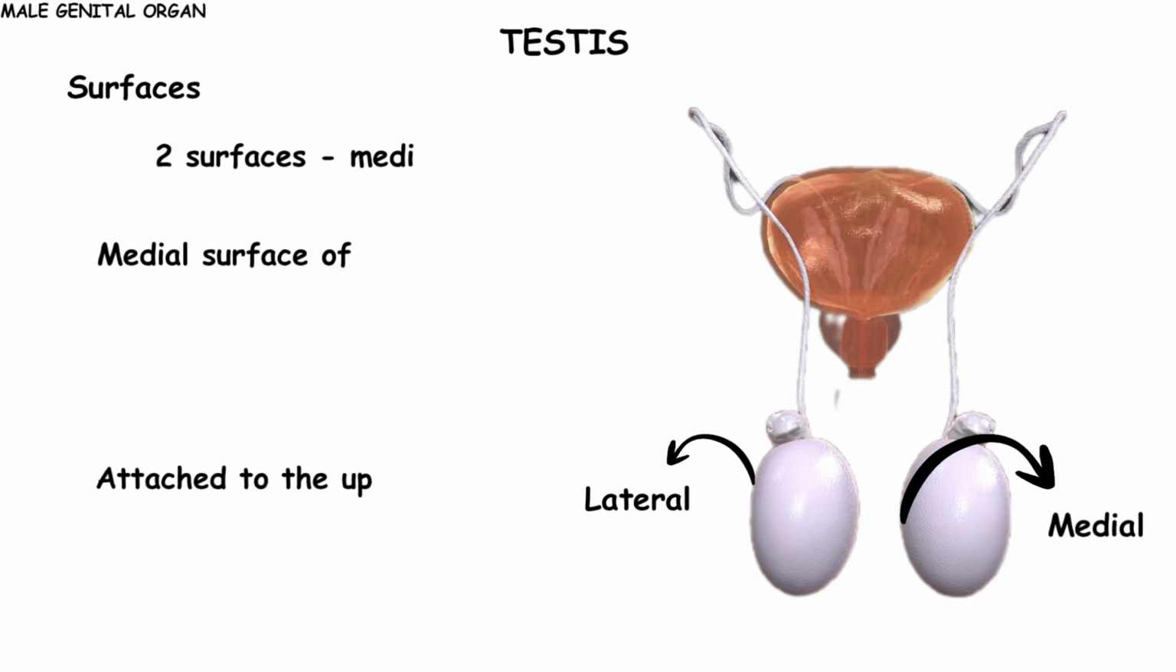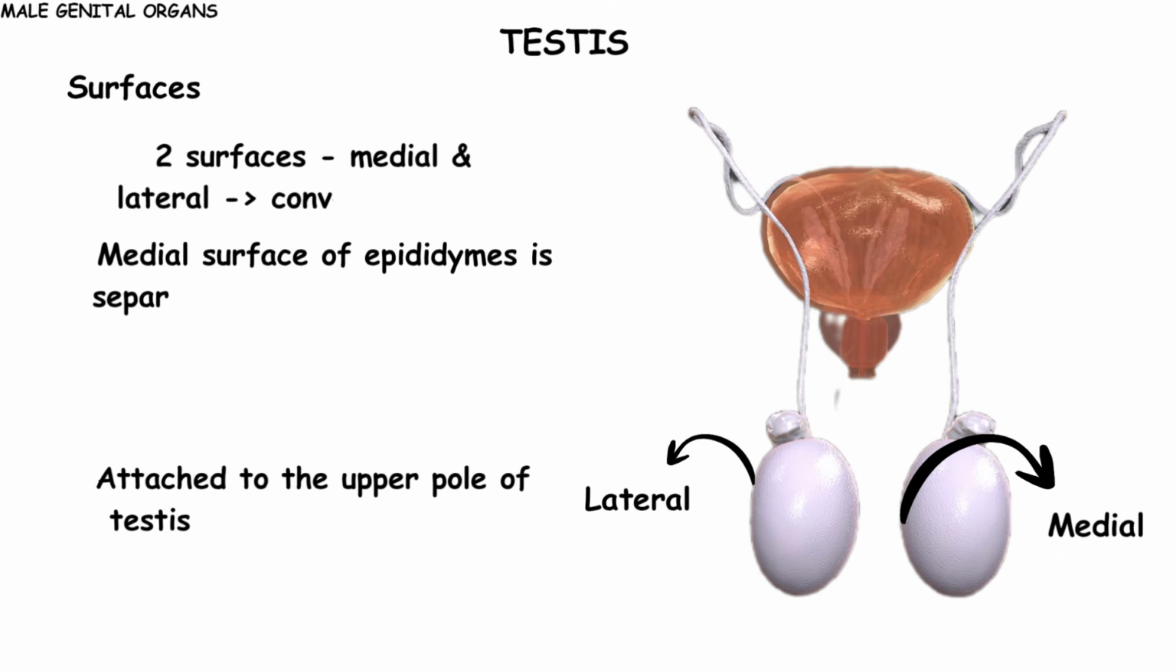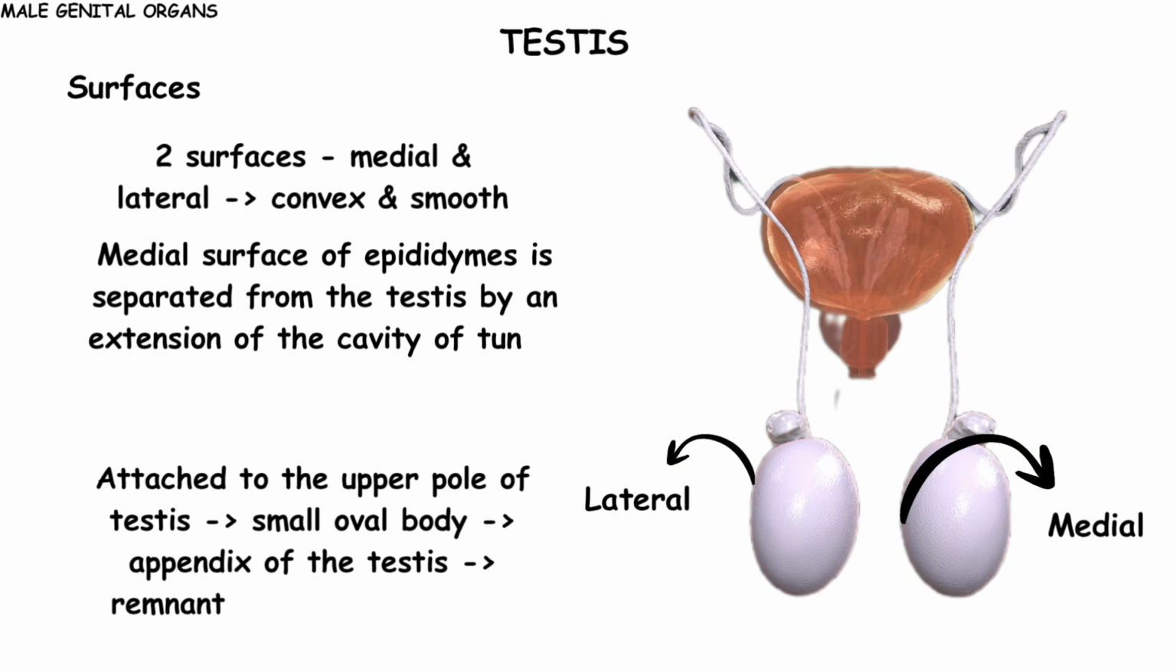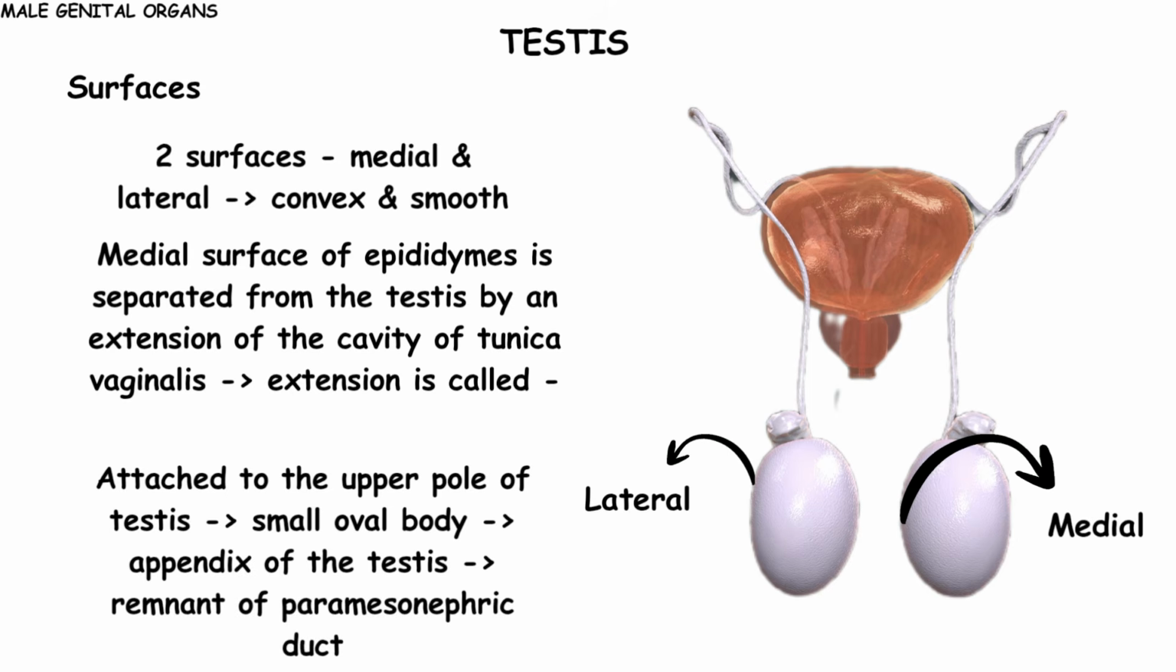The third external feature of the testes is surfaces. There are two surfaces, medial and lateral. Both are convex and smooth. The medial surface of the epididymis is separated from the testis by an extension of the cavity of the tunica vaginalis. The extension is called the sinus of the epididymis. Attached to the upper pole of the testis, there is a small oval body called the appendix of the testis, which is a remnant of the paramesonephric duct.